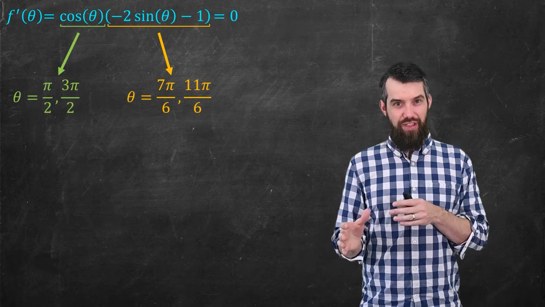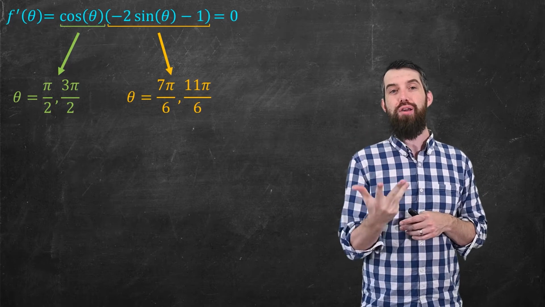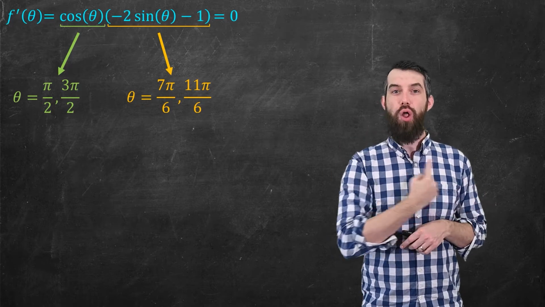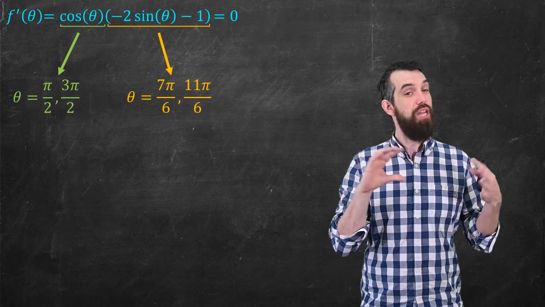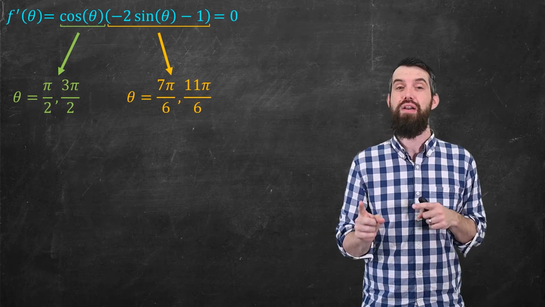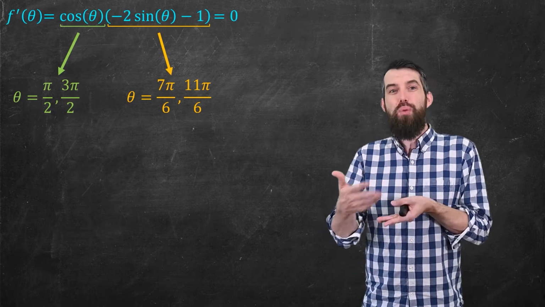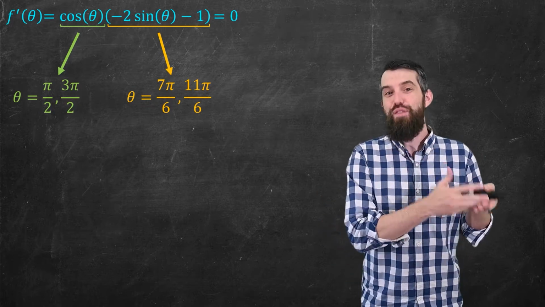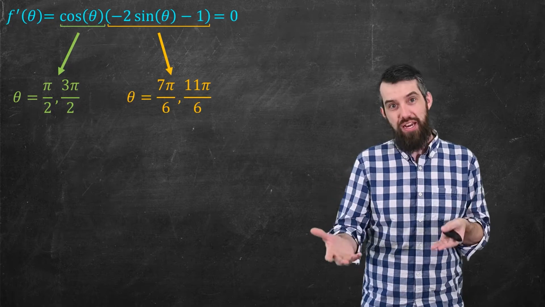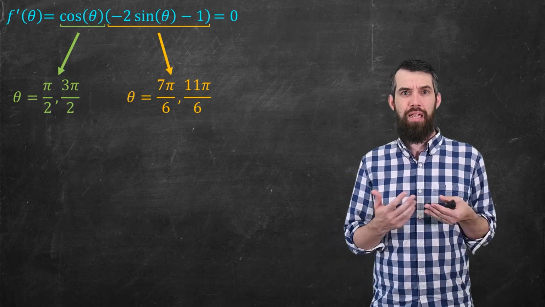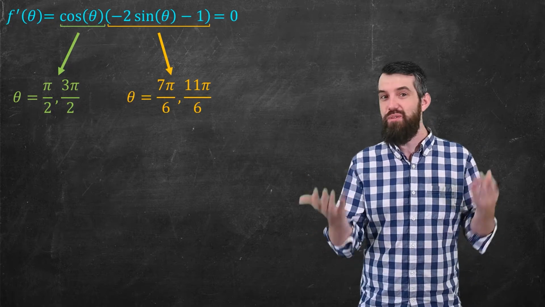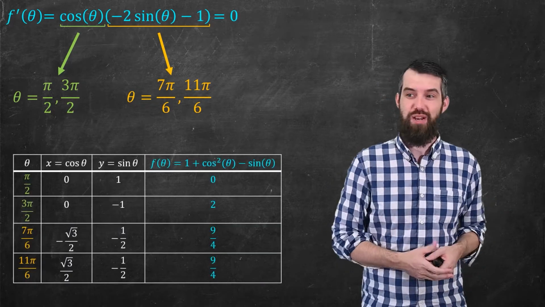So what I have is 1, 2, 3, 4 values of theta, where along that boundary, which is now parameterized by theta, we have interesting points. Critical points of the single variable function f of theta, if you like to think about it that way. And so I just need to figure out which of these is biggest and which is smallest, and I'm just going to make a table.